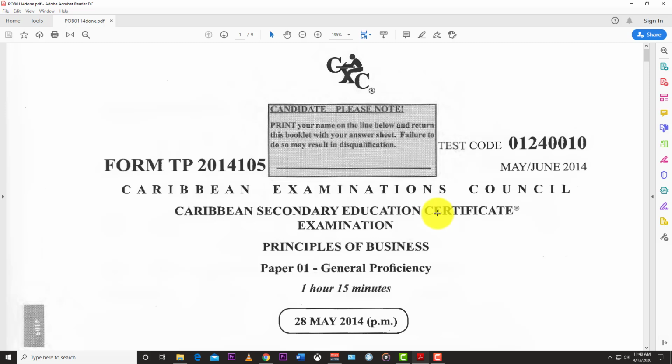Please share, like, keep the good job going, because like I said, the next paper for POB is from the community, and the next paper for economics is also from the community. I got linked with a 2019 paper for economics, paper 1.